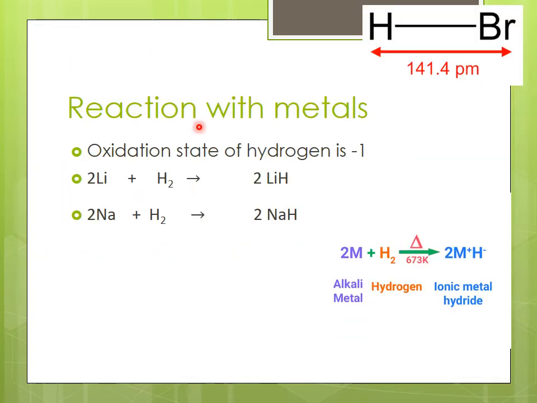Reaction with metals. Hydrogen reacts with a metal to form the respective metal hydride. In this molecule, the oxidation state of hydrogen is -1. Normally in other compounds like hydrogen halides, hydrogen carries the oxidation number +1 and the halogen carries -1. But here it is just reversed. The metal carries a positive oxidation state and hydrogen carries -1. So when lithium is treated with hydrogen, you get lithium hydride. Likewise, when sodium is treated with hydrogen, the product obtained is sodium hydride. Generally, a metal with hydrogen gives a metal hydride.